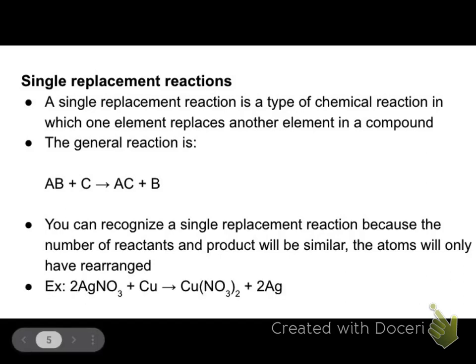Another example of this would be silver nitrate with copper added to it. The copper would take the place of the silver, and then you'd have copper nitrate, and you would leave silver as a solid metal off to the side.